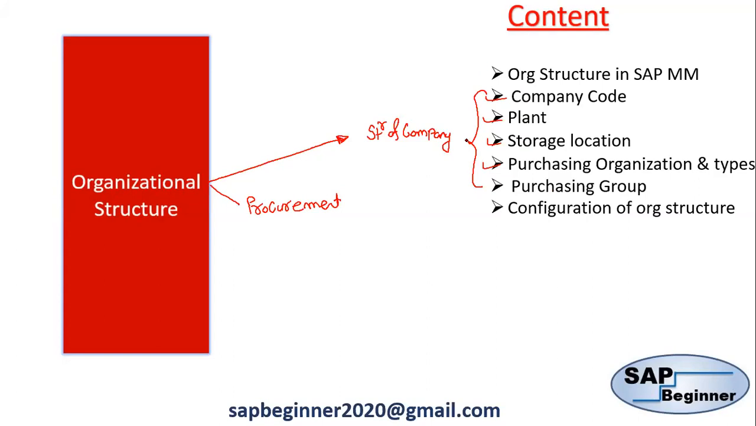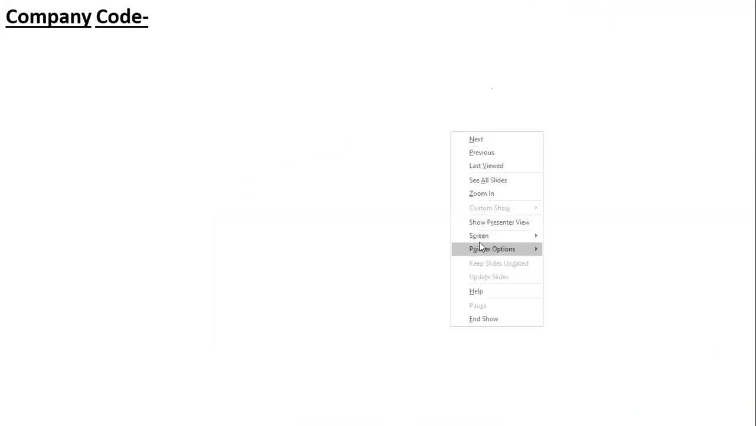So first we will see one by one. What is company code? Let's start with company code. What is company code? You have heard about company, but what is company code? What is the difference between company and company code? SAP distinguishes company and company code separately. Let's see the difference between them.